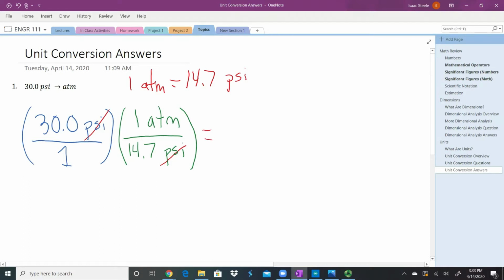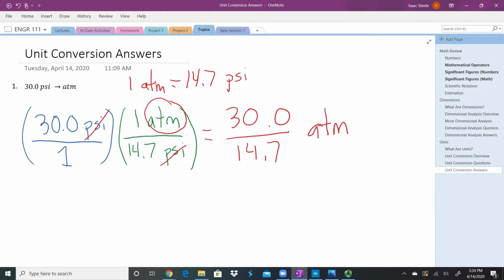Meaning that now all I have to do is multiply across to get my numbers. So here I have 30.0 over 14.7, and I am using atmospheres, and that's what I'm left with. So I know that I'm good. At this point, all I need to do is simplify. If I go ahead and plug this into a calculator, I get 2.0408 and some additional stuff.